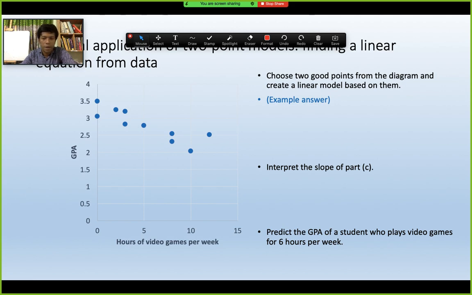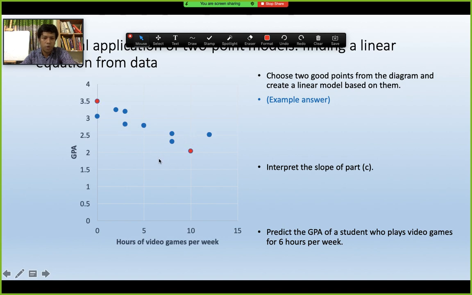So okay, let's discuss the answer here. First of all, just to give you an overview of what is going on in this graph: hours of video games per week. Say some students play 5 hours of video games per week, 10 hours per week. If they play video games too much, their CGPA falls. Okay, this is the general concept of this given data.